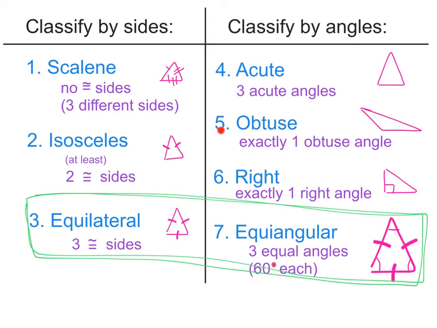Last but not least, let's look at the obtuse triangle. The obtuse triangle has exactly one angle that's obtuse. So in my picture, it would be this one. This is my obtuse angle.